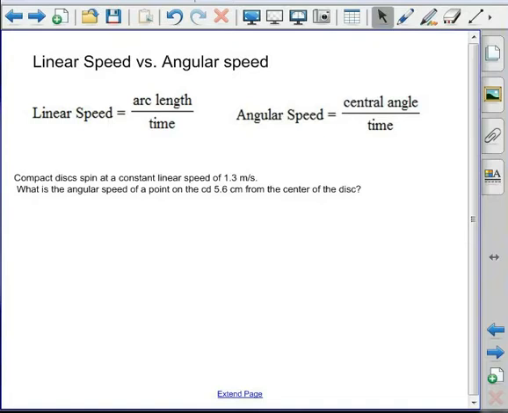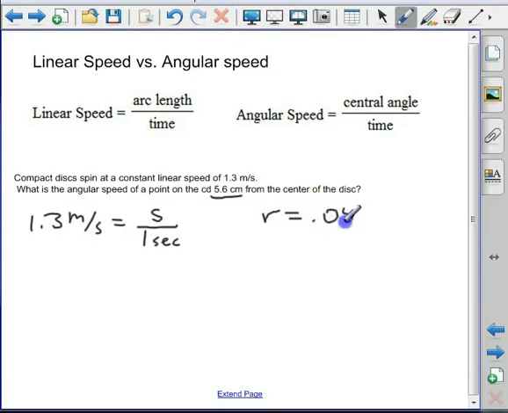Okay, we've got one more problem to work through, and we're given that compact disks spin at a constant linear speed of 1.3 meters per second. So we can say 1.3 meters per second is equal to our arc length over time. We'll just use 1 second for convenience sake. We want to figure out what the angular speed of a point on the CD 5.6 centimeters from the center of the disk is. So that's going to be our radius. Notice that that's in centimeters, so we'll convert that to meters to keep everything consistent.